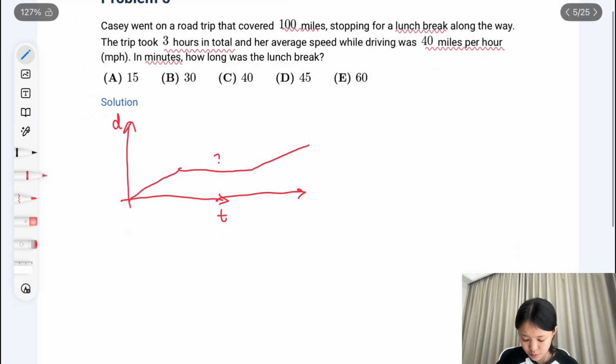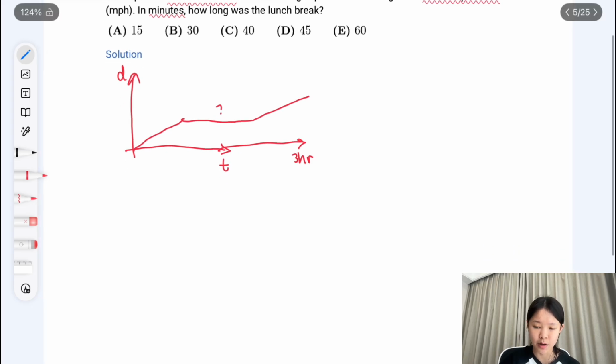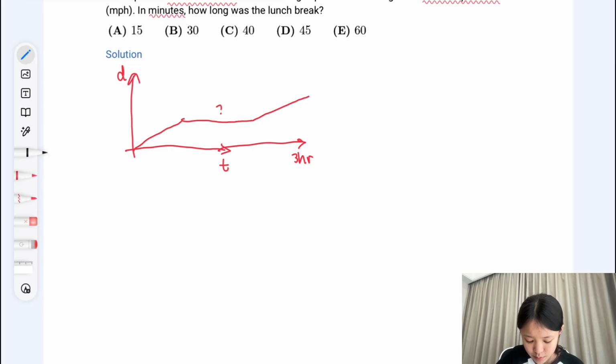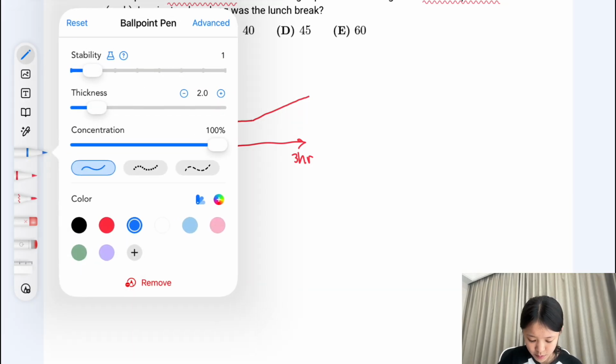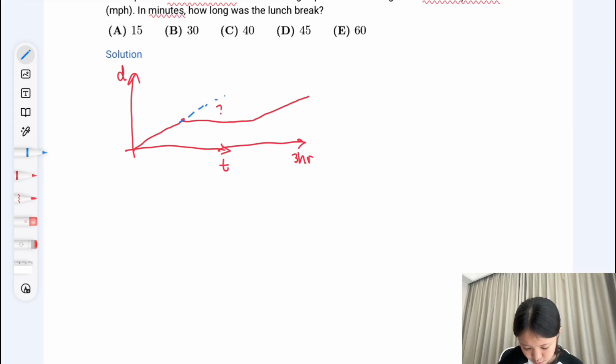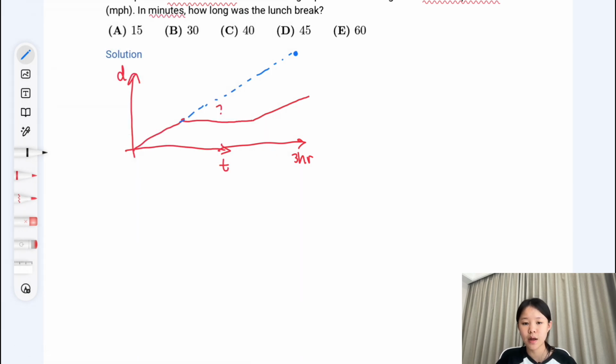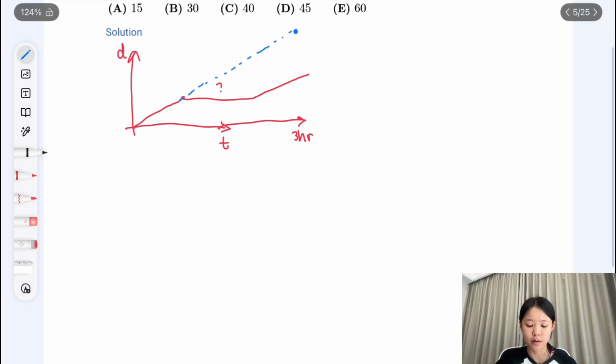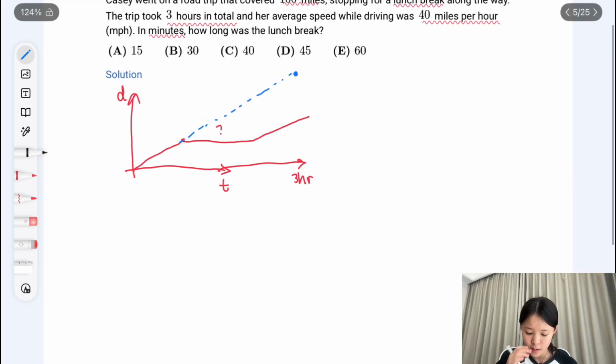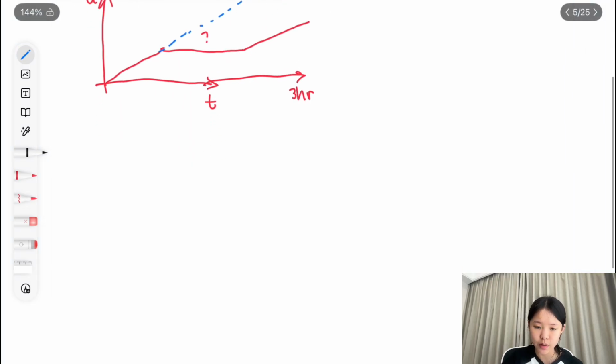So time in total was 3 hours. You can think about it this way: how much should she have moved if she had not stopped for that lunch break? If we look at the blue line, that would probably be something like this, and she should have been at this point. If we can find how long she should have been moving, we can find out how much time she was not moving for, because that is the difference between what she should have reached on the blue line and the red line, right? So let's find out how much she should have moved in 3 hours.